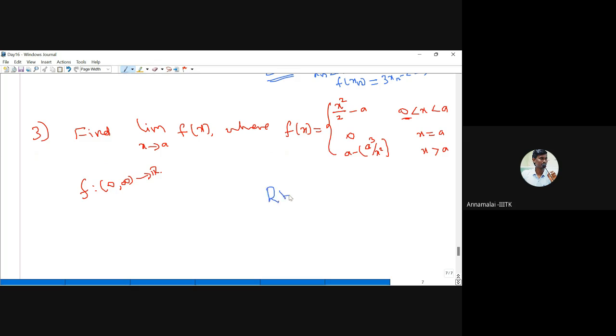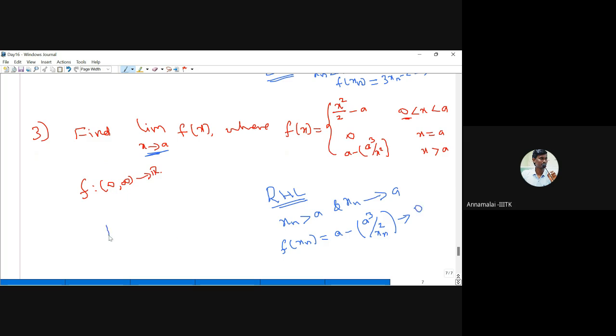Now, what is the right hand limit? We have to find the limit of the function at the point x equal to a. If we take any sequence xn which is bigger than a and xn converges to a, then what is f of xn? It is a minus a cube by xn square. This goes to 0 because we get a.